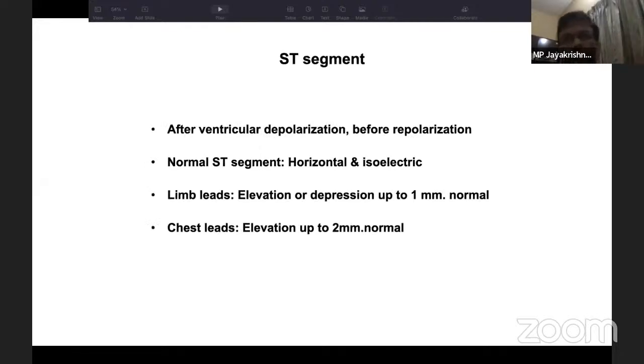After the QRS complex comes the ST segment. As you know, this corresponds with the plateau phase of the cardiac repolarization cycle, after ventricular depolarization and before repolarization. The ST segment, as you know, is horizontal and isoelectric for all practical purposes. You actually look at the ST segment with respect to the PR segment.